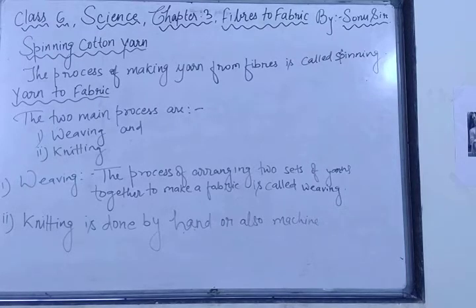So these two sets of yarns, horizontal and vertical, are arranged together, and the process of arranging these two sets of yarns together to make a fabric is called weaving. Let us try to weave some paper strips. What do you have to take?